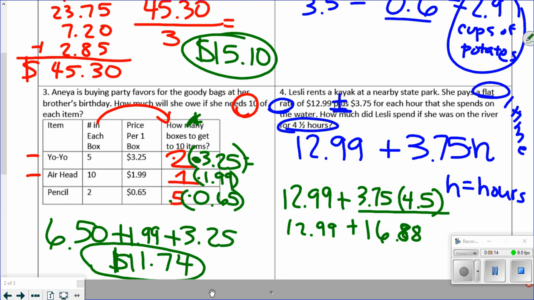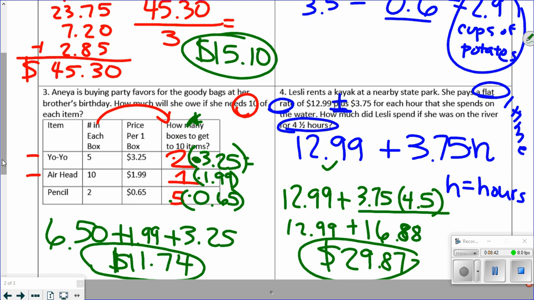So what is $12.99 plus $16.88? She will owe $29.87. Again, the flat fee is that one-time thing, plus $3.75 per hour. So 1 hour would be $3.75. 2 hours would have been $7.50. 3 hours would have been $11.25. But she goes for 4.5, so you have to multiply by 4.5. Again, feel free to pause that video if you need.